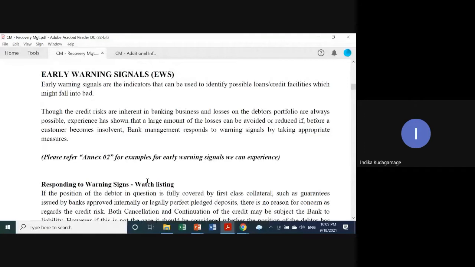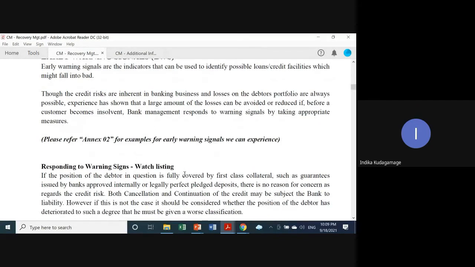Then we spoke about early warning signals, which is the traffic light. Before anyone goes bad, they will show that they are going bad, right? So look at it. Then I told you about operational management, investing, like that, different categories of early warning signals. You have a list of that also as Annex 2 to this handout, right?